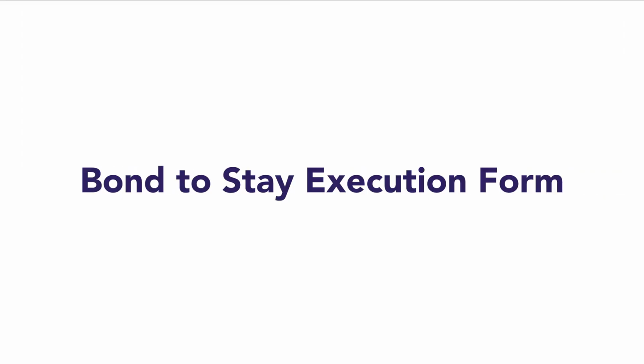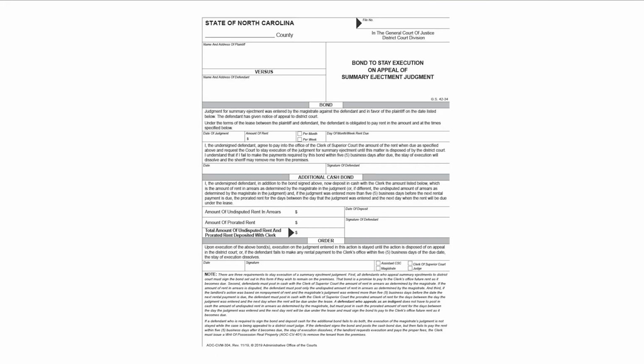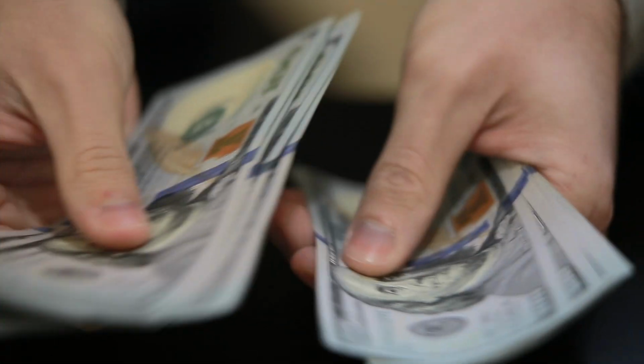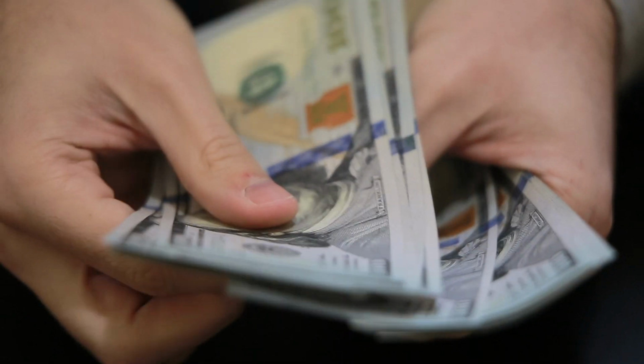The third form you will need to fill out is the bond to stay execution. Bond refers to rent bond. By completing this form, you promise to pay your rent to the clerk as it comes due until your appeal court date. Paying the rent bond allows you to remain in your home while your appeal is pending. If you fail to pay your rent bonds to the clerk when it comes due, your landlord can have you removed from your home by the sheriff. Your first rent bond payment may be due at the same time you file your appeal. The clerk can tell you the exact amount that you have to pay.